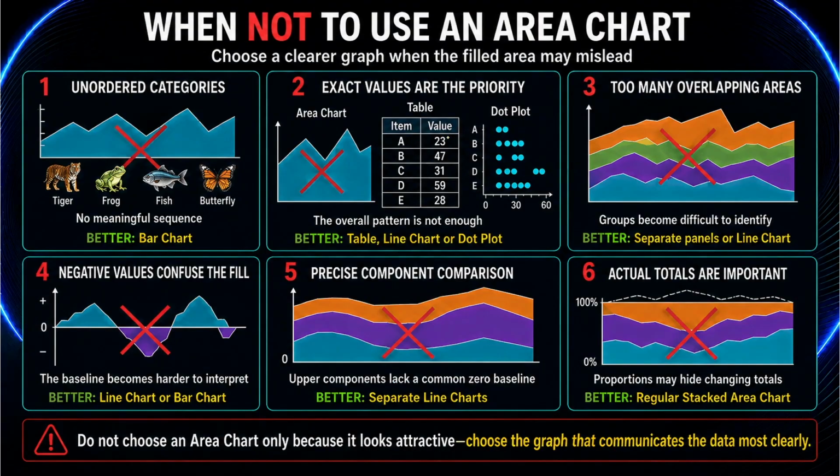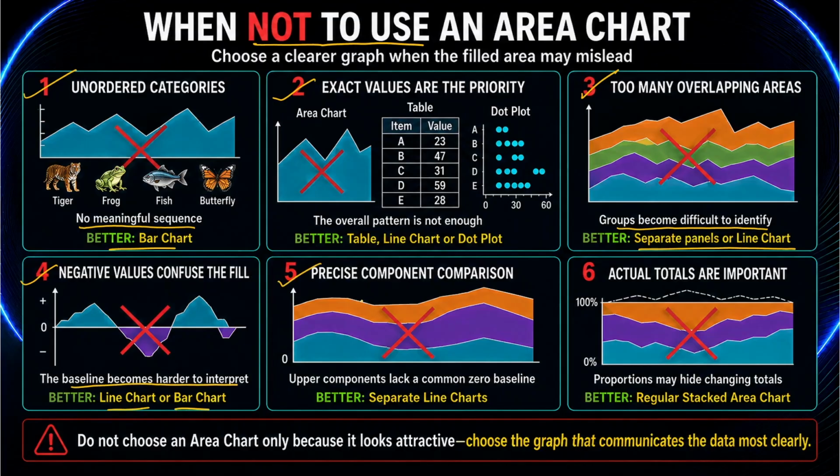Now let's understand when not to use an area chart. First, avoid it for unordered categories such as tiger, frog, fish, and butterfly because they have no meaningful sequence. Use a bar chart instead. Second, when exact values are the priority, choose a table, line chart, or dot plot. Third, too many overlapping areas make groups difficult to identify. Use separate panels or a line chart. Fourth, negative values can make the filled region and baseline confusing. A line or bar chart is clearer.